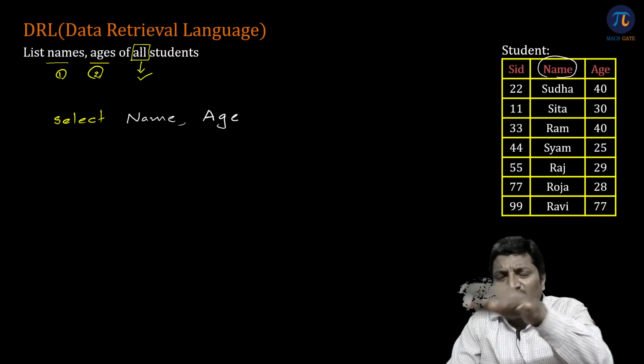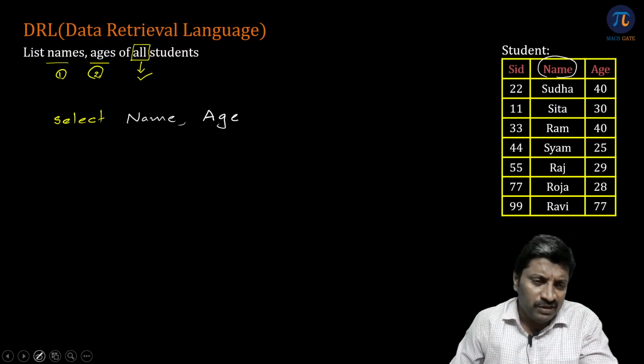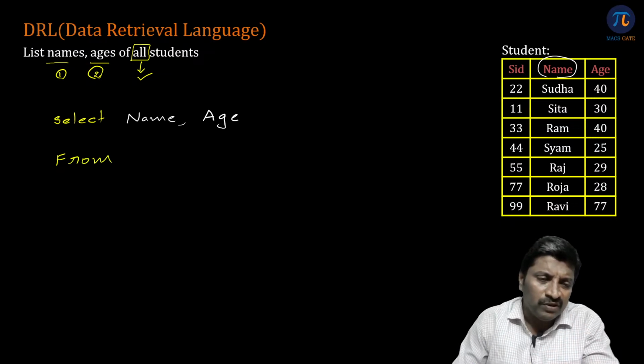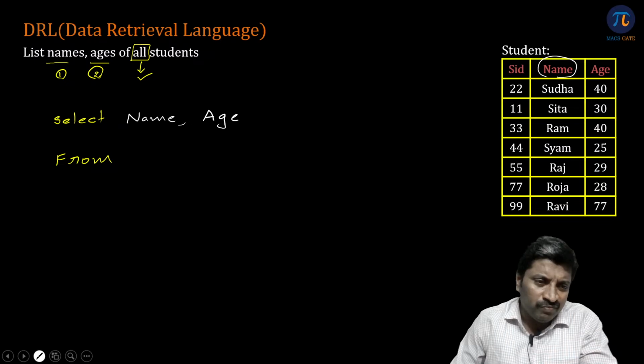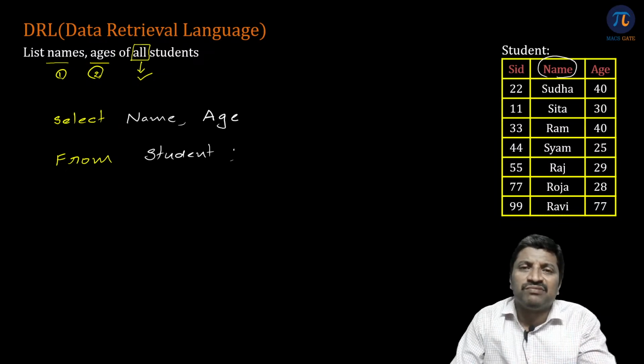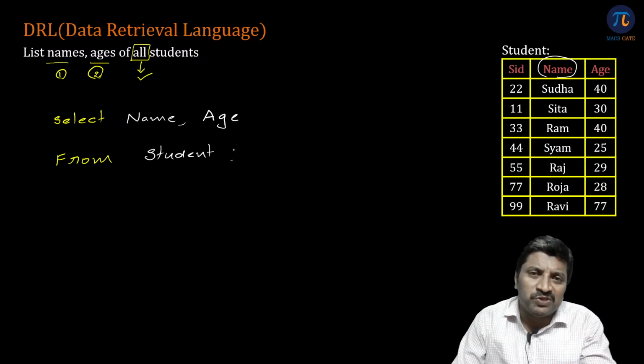Suppose if they need some more attributes, we will list out it. Then from which relation, sir? From, what is the relation name? Student. We are not filtering the records of the student. So no need to specify the where clause.